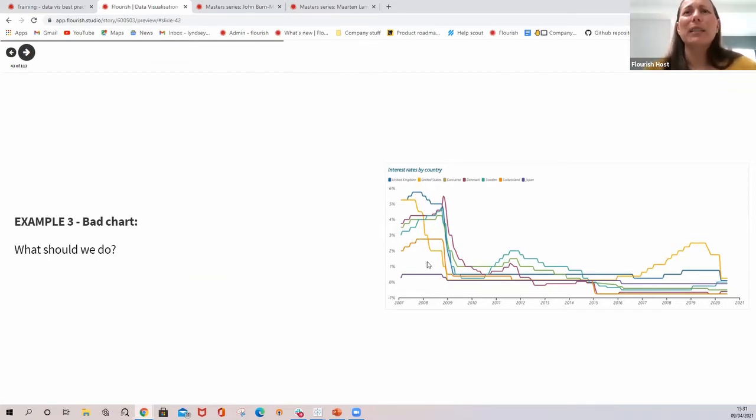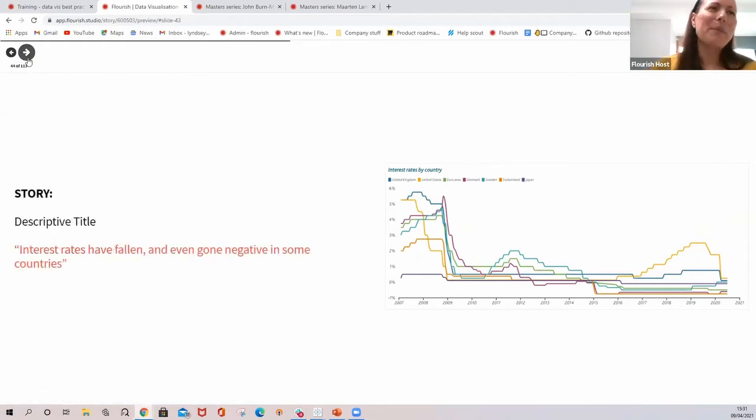It's just got interest rates by country. Okay, we can all see this big fall here. So is that what you want me to notice? Or do you want me to notice that the United States has gone up a lot here? Who knows? So again, I'm going to keep banging on about this.